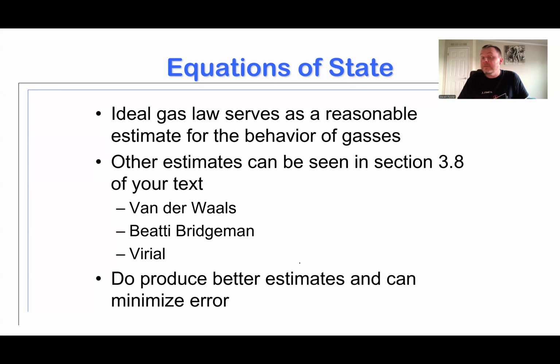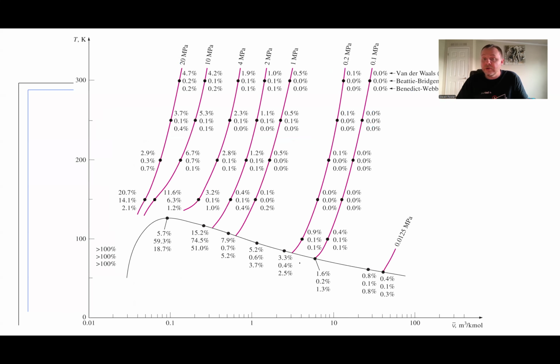If you need something better than the ideal gas law, the generalized compressibility chart, the Z value, is a very effective, powerful, quick tool to use. That's better than the ideal gas law. If you need something even better than that, or something that you can program into a computer, in your text, section 3.8 gives you information to utilize models like van der Waals, Benedict-Webb-Rubin, and Beattie-Bridgman. These are really powerful models that are much more advanced and much more robust than the ideal gas law.